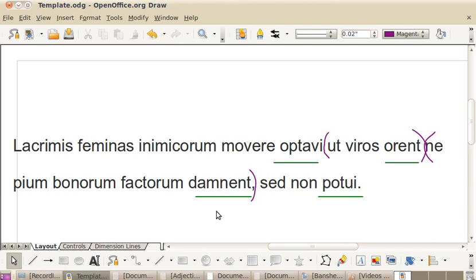That leaves only 2 verbs in our sentence, optavi and patui, and they're conjoined, I guess you can say, by sed, but that simply gives us two verbs in our main idea. So let's start with optavi and everything to the left of that verb.